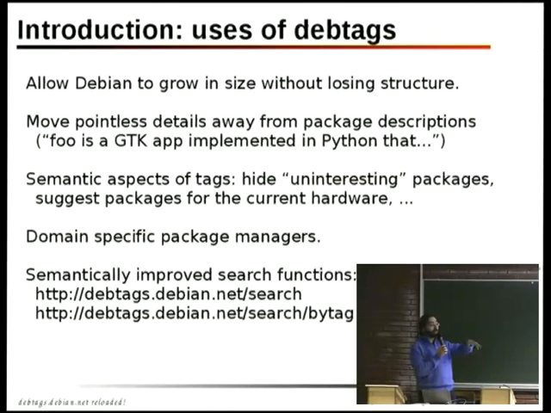So there's no point in, well, generally you're not interested in what UI toolkit this has, but if you are, it's in the categories, and you don't clutter descriptions with unneeded details. There are also some semantic aspects of tags that hide uninteresting packages, which is quite useful.